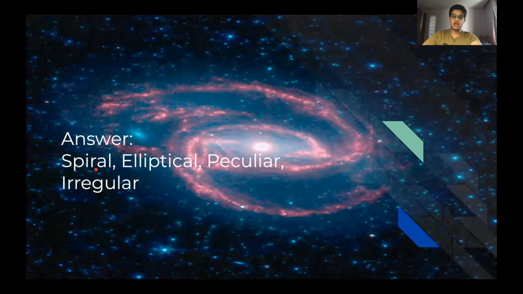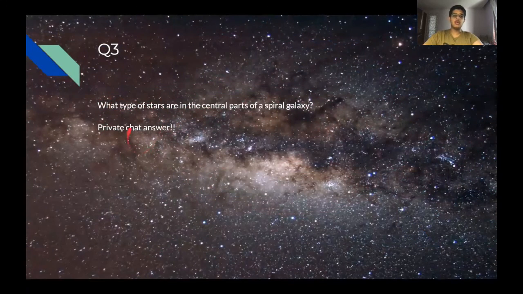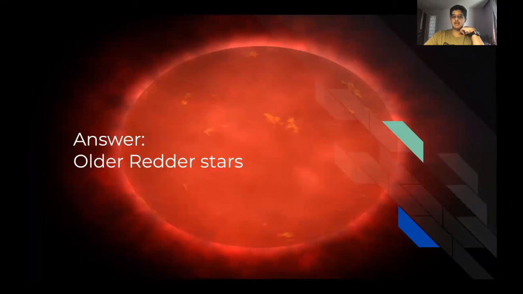It's spiral galaxies, elliptical galaxies, peculiar galaxies, and irregular galaxies. Question three. What type of stars are in the central parts of a spiral galaxy? It is older, redder stars. I was looking for the word red or old, so that works.